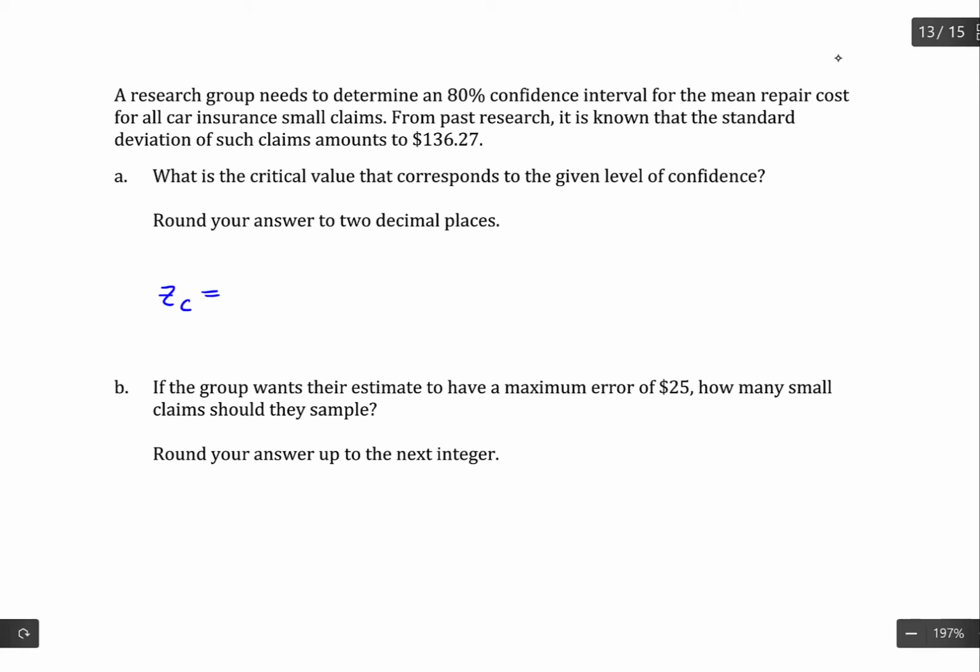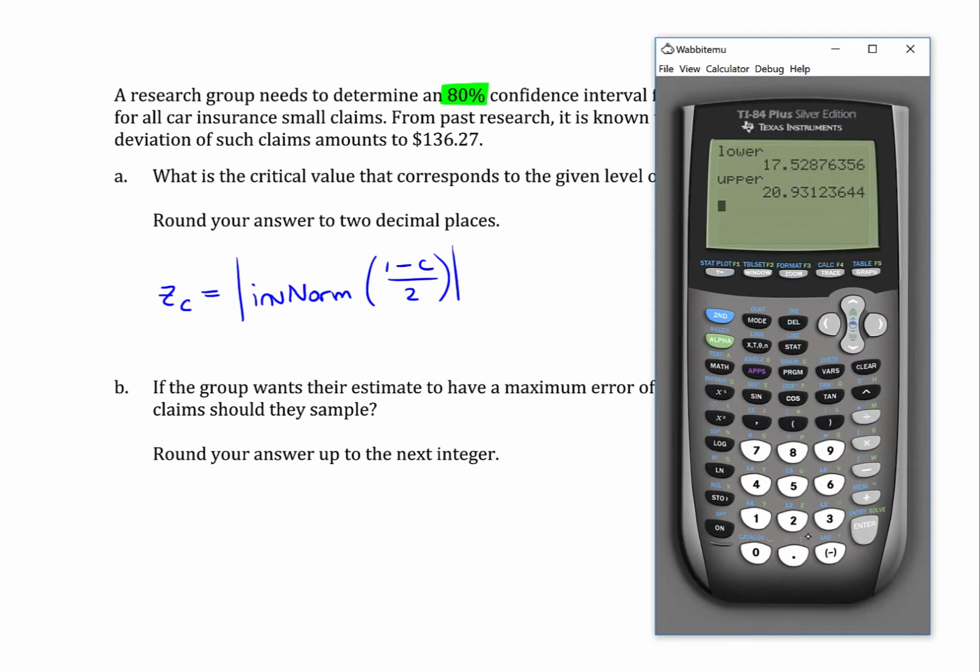the critical value formula is Z sub C equals inverse norm of 1 minus C, which is the level of confidence, divided by 2. And this is what we need to work with. So the level of confidence in this particular problem is 80%. So here's what I need to do. I'll first start with this 1 minus C over 2 part. So 1 minus the level of confidence is 0.2, and divided by 2, that gives me 0.1.